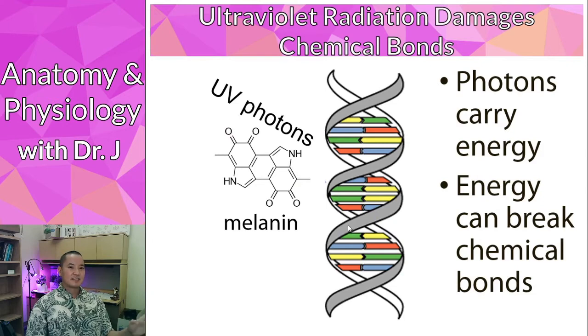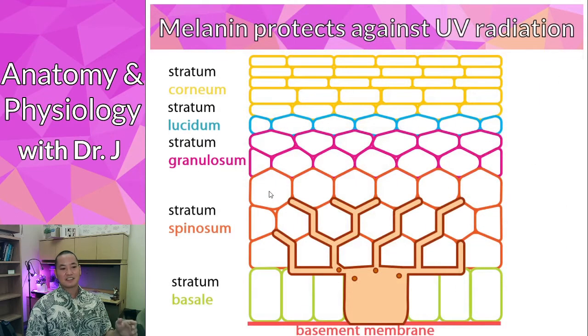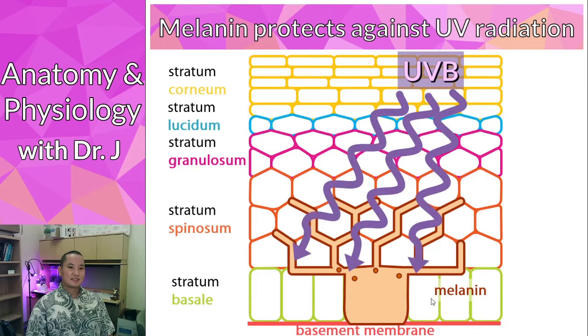It helps act as a shield and takes the hit. So these UV photons, they're coming here to try to damage the chemical bonds in your cells, but melanin's there to take the hit for all those chemicals, including DNA. And this is why we tan. The interesting thing is that UV rays also stimulate these cells called melanocytes to produce more melanin. And this is why we tan.